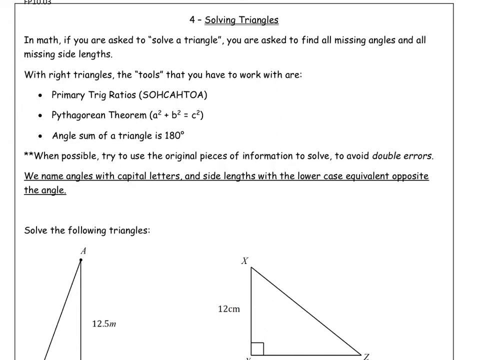Clausen. Today we're going to talk about something in math called solving triangles. So if you're asked to solve a triangle, you're asked to find all missing angles and all missing side lengths. Okay, so you've got to find everything about the triangle.